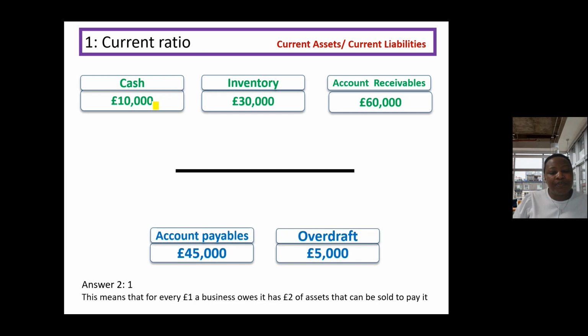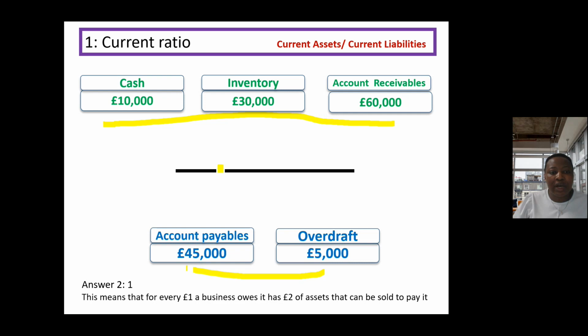So here we have cash is 10,000. We've been told our inventory is 30,000. We've been told our account receivable is 60,000. So all of these would be our current assets. And then now we also have our current liabilities, 45,000 and 5,000. And the question is, what is our current ratio?